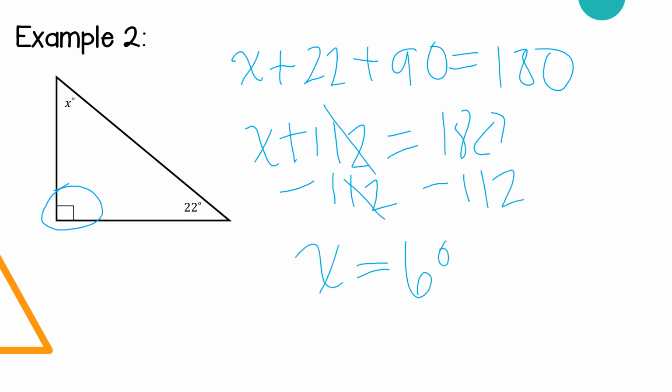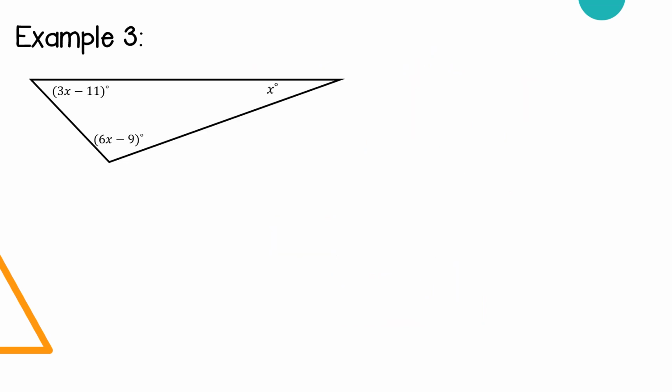Now on these first two examples, these really can be calculator driven, where you just take your calculator and do 180 minus 90 minus 22, and you don't necessarily have to show any work. But as we look at more examples, more work may be necessary. So for instance, in this example, because I don't have any numerical values of the angles, they're all expressions, I do want to set up an equation and solve.